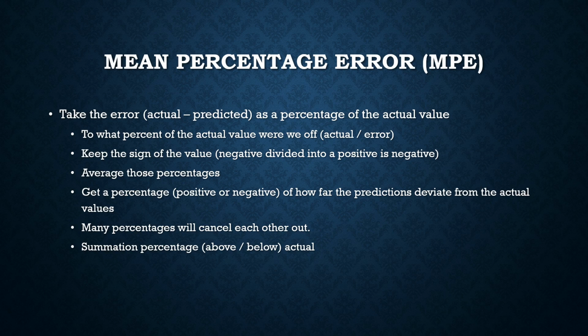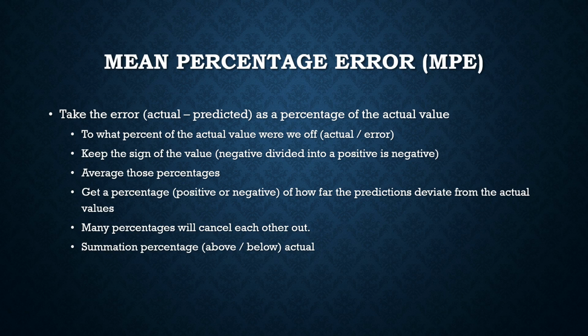Mean percentage error. Now we're going to look at taking the error as a percentage of the actual value. So we will take the error, the actual minus predicted, as a percentage of the actual value. So to what percent of the actual value were we off? Take the error divided by the actual value. Keep the sign on the value, so we do deal with negatives on this one. A negative divided into a positive will result in a negative. And then we'll take the average of those percentages.